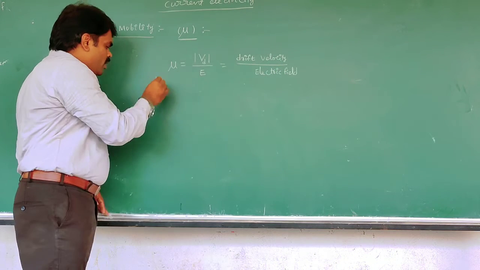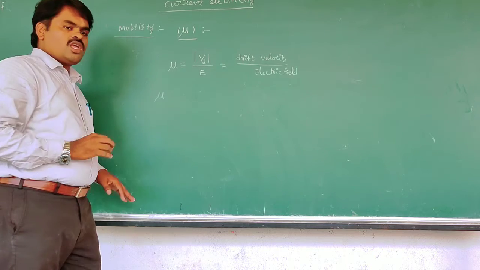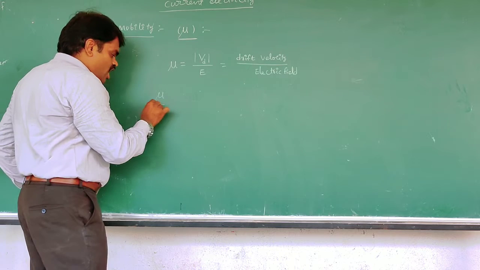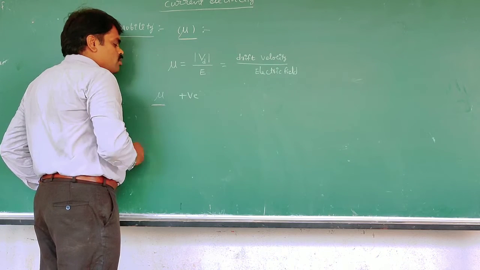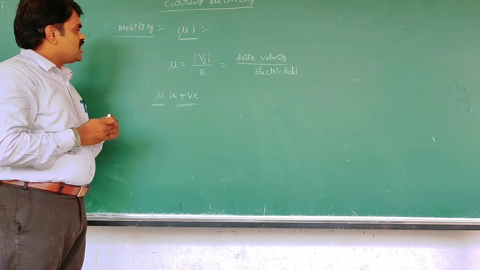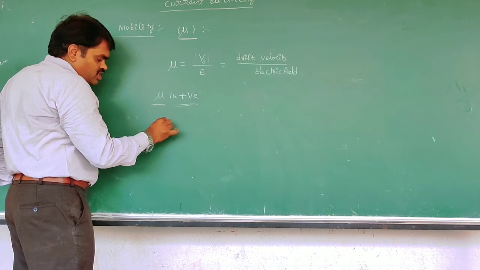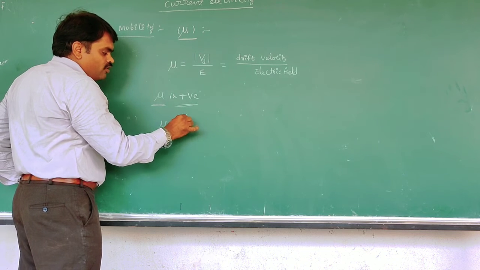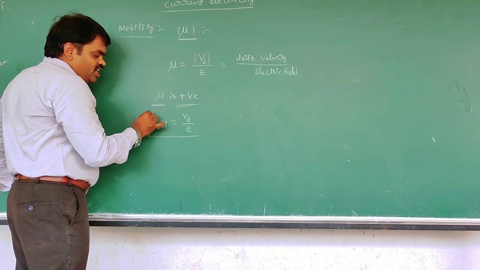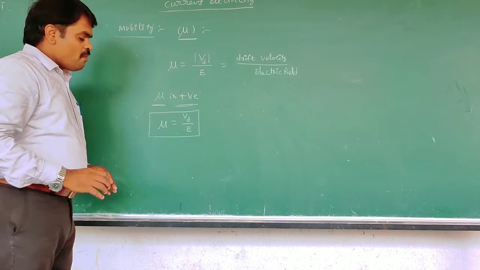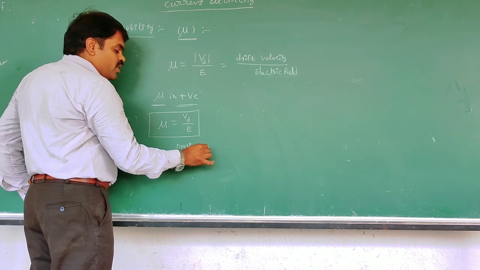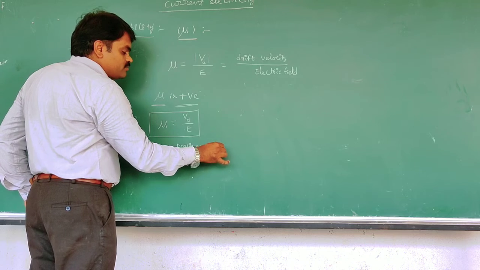Here, whether the charge carriers are positive or negative, the mobility is always positive. The mobility mu can simply be written as Vd by E. Then the mobility depends on pressure and temperature.